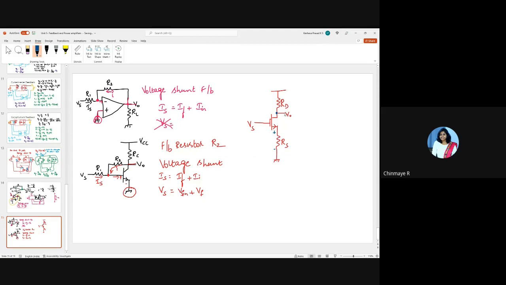This is the place at which you're sampling the output voltage, but you're not taking a feedback directly from here and feeding it back to the input. So the feedback is taken from some other place other than the place where you're actually sampling the output voltage. So the first term is not voltage, it is current.